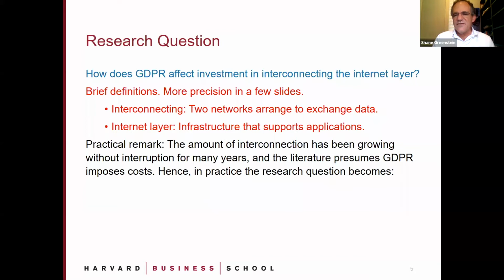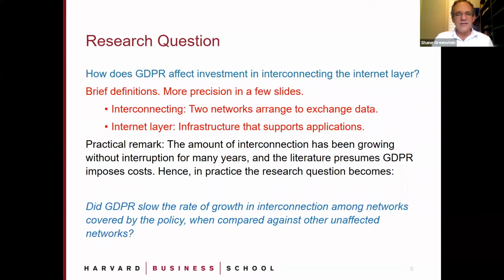In addition, if you read all the literature that to date has been written about GDPR by the economics community, it generally comes to the conclusion that GDPR has been imposing costs on a number of application layer firms. In practice, that has a consequence for our research, because it means what our research is going to investigate is the following. Did GDPR slow the rate of growth in interconnection among networks covered by that policy when compared with other networks who are unaffected by that policy?